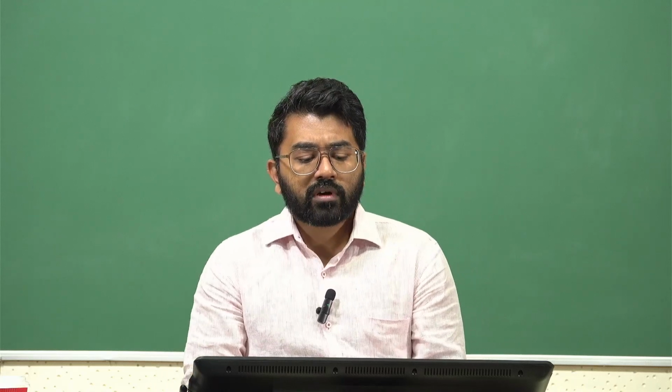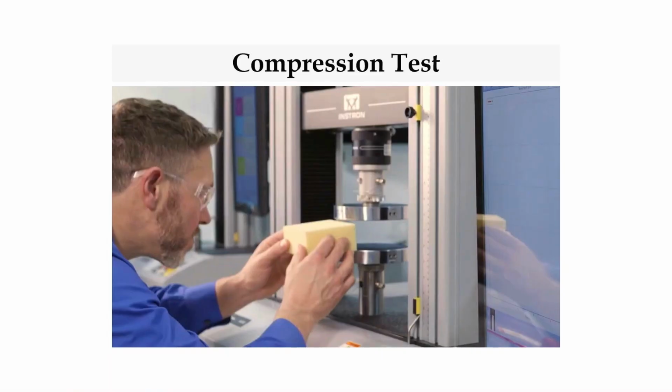This is an example of a compression test where this person is basically trying to put a specimen. It's a soft foam which is similar to a tissue material. It is placed between two completely flat clamps, and that is going to give him quite a bit of good information in terms of stress versus strain, right?